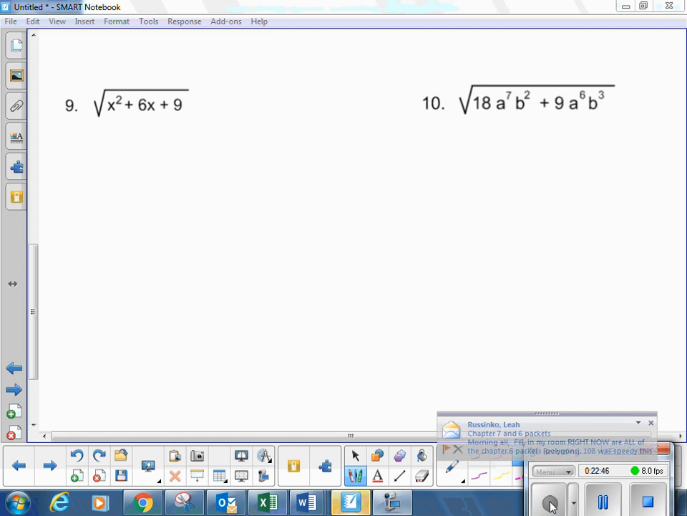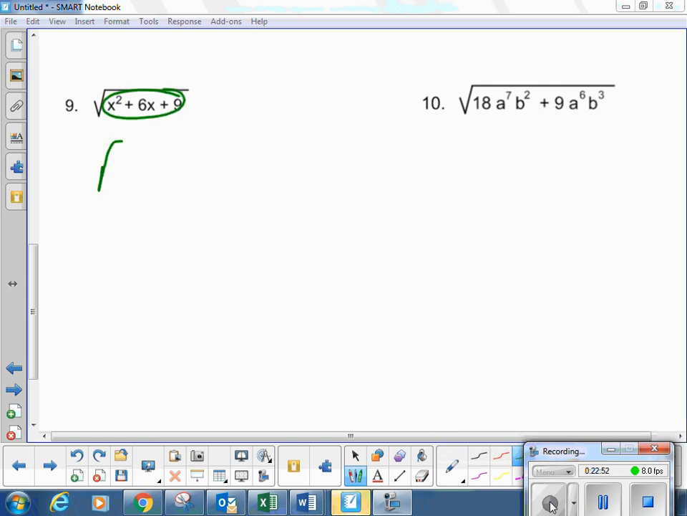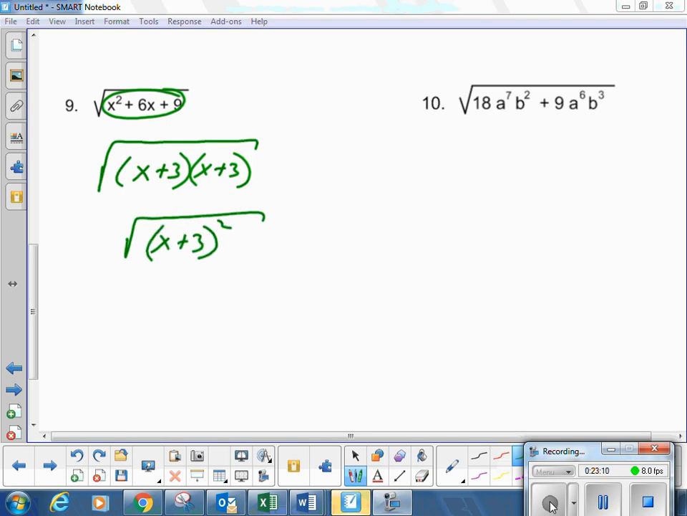So the only thing I can do is try to factor the inside. Okay, the radical will remain in place, but it turns out that I can factor this thing into x plus 3 and x plus 3. Now when you look at that, since they're identical, I can write this as x plus 3 squared. And now you have a squared and a square root, which cancel each other out. And that's the answer.